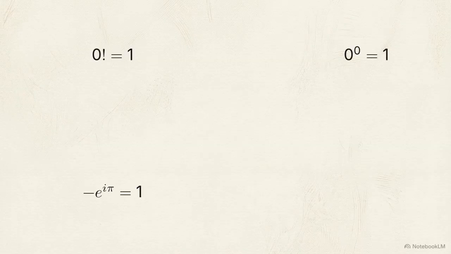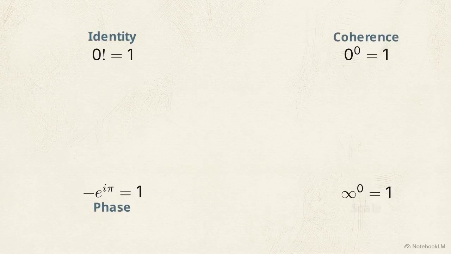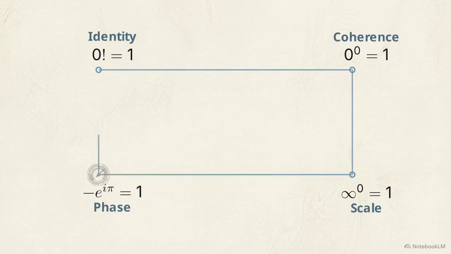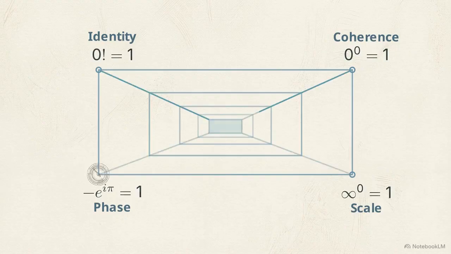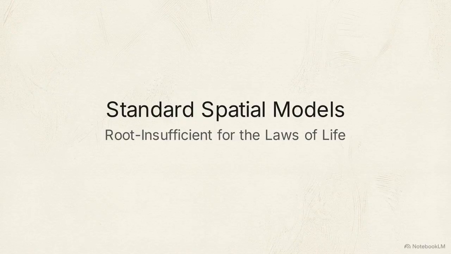The framework begins with four mathematical seed closure identities: 0 factorial, 0 to the power of 0, negative e to the power of i pi, and infinity to the power of 0. These identities serve as the primitive laws of identity, coherence, phase, and scale. Standard spatial models lack the features to support these four laws simultaneously.